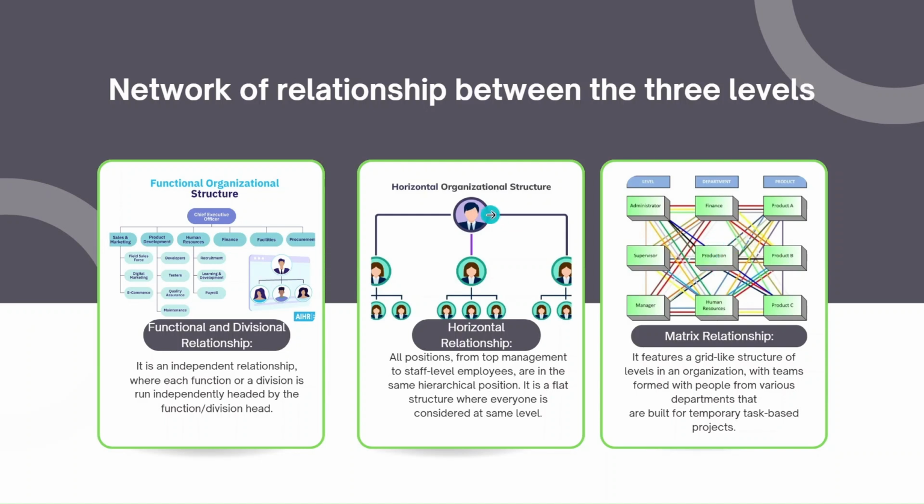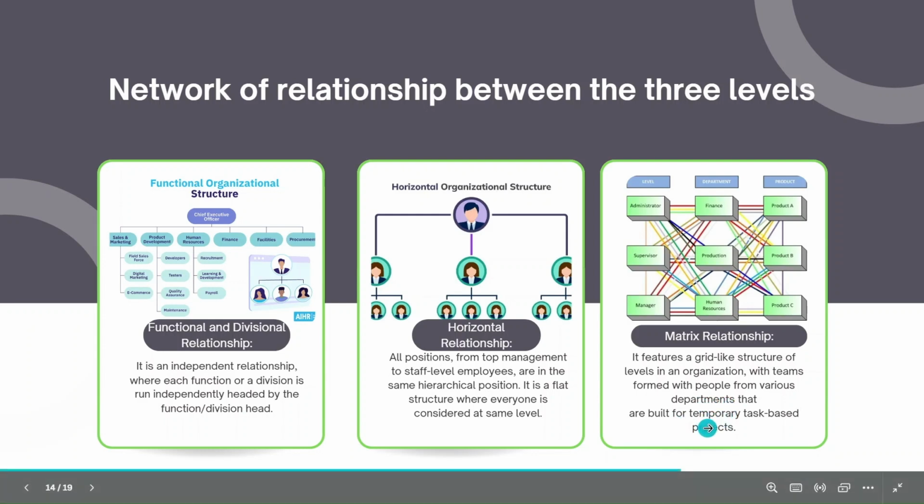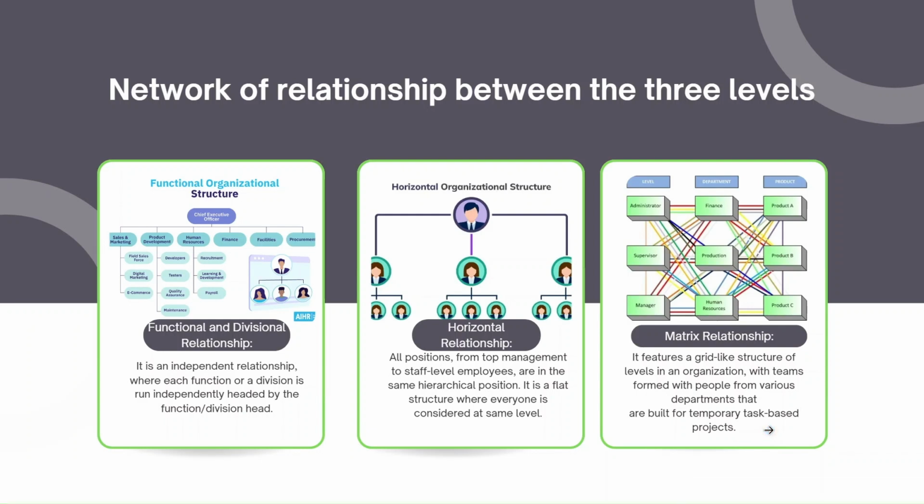The organization cannot have different heads like this. There will be one finance department for the entire organization. Google has one finance department, and it interacts with everybody. They don't operate as separate business units. They operate in a single business unit where each department interacts with each other. So the matrix is a grid-like structure where teams are formed with people from various departments, built for temporary task-based projects. I have multiple products, and I will interact with each and every one during the operations of the company. So that is the matrix relationship.